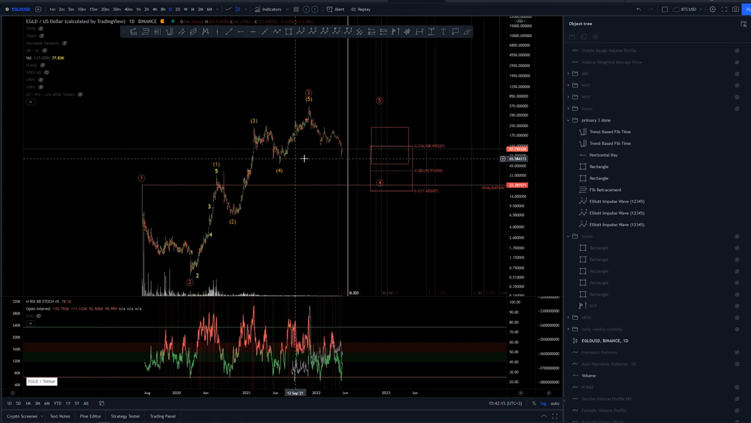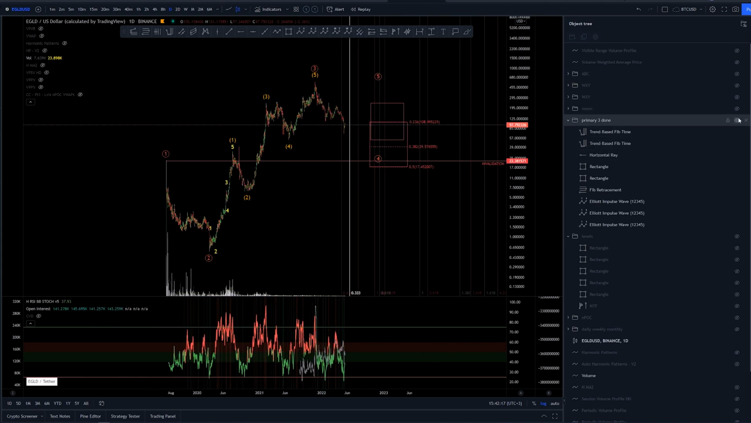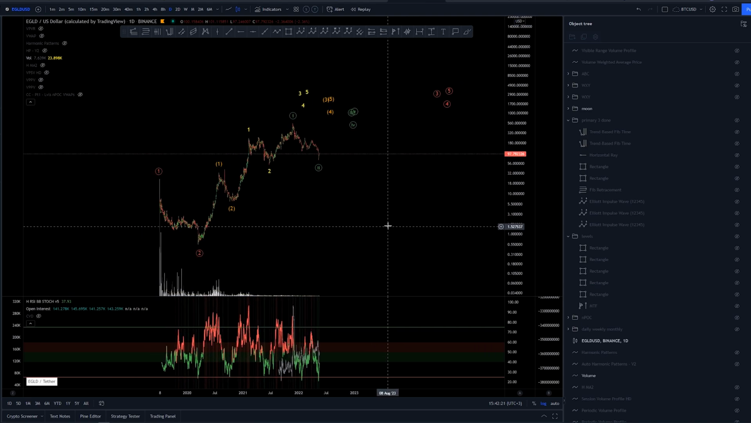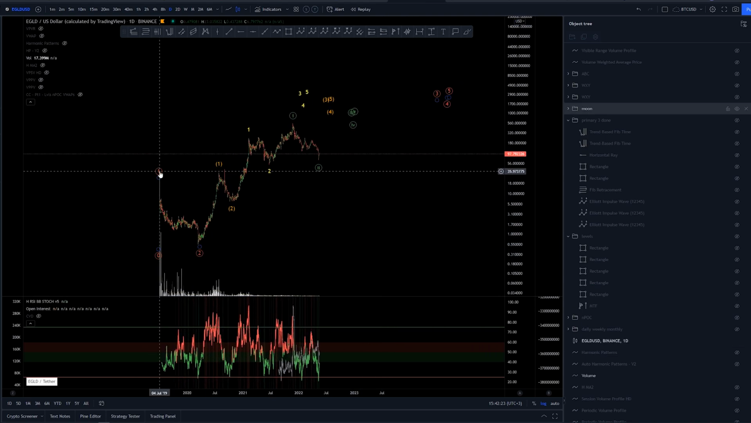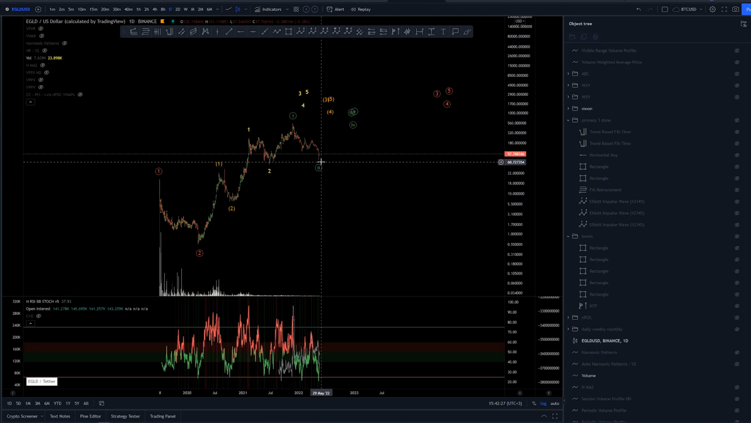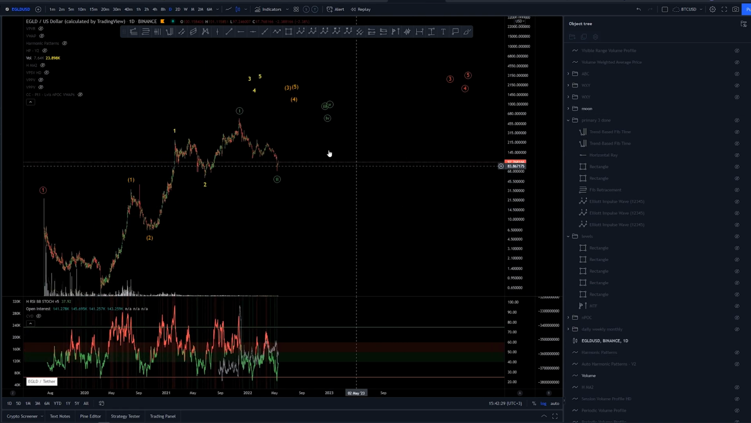Now, then we have other counts as well. This one is actually the moon boy count here, saying 1, 2, lower degree 1, 2, lower degree 1, 2, lower degree 1, 2. None of this has invalidated still.